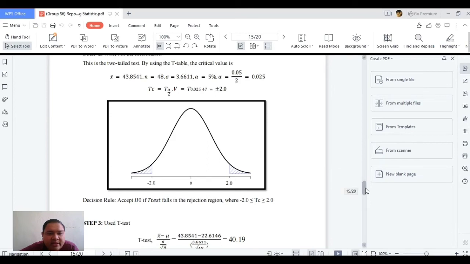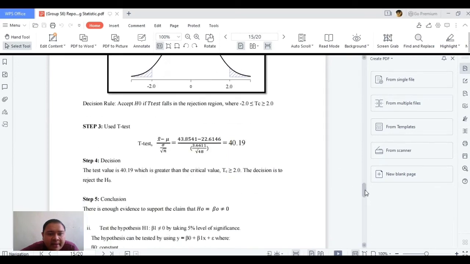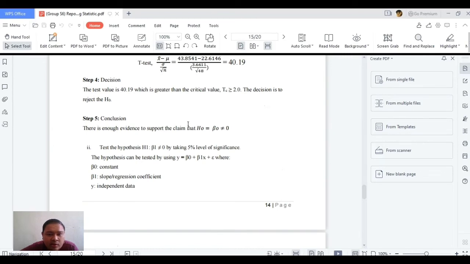Step 3, use the t test. The t test is x bar minus mean over sigma over the square root of n. That is 43.8541 minus 32.6146 over 3.6611 over the square root of 48. So we get 40.19. Step 4, decision: the test value is 40.19, which is greater than the critical value of 2.0. The decision is to reject H0. Conclusion: there is enough evidence to support the claim that beta 0 is not equal to 0.